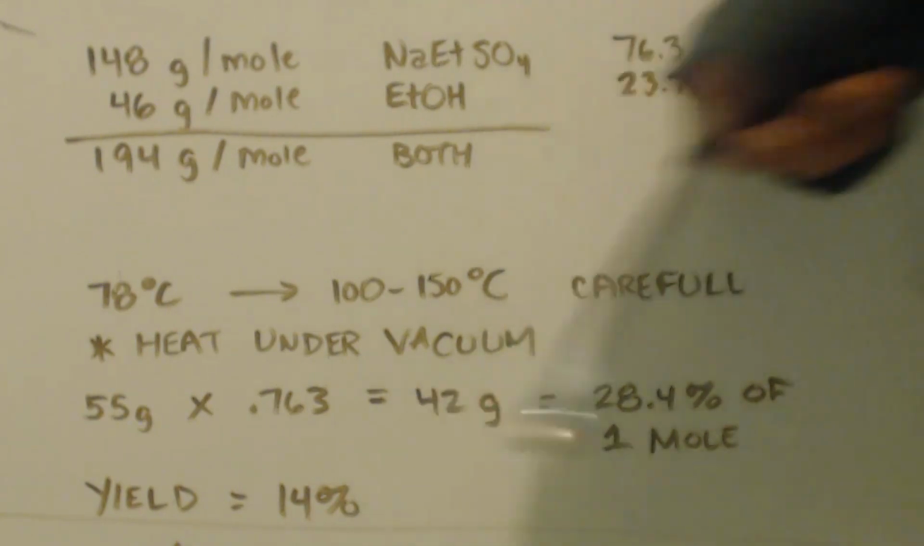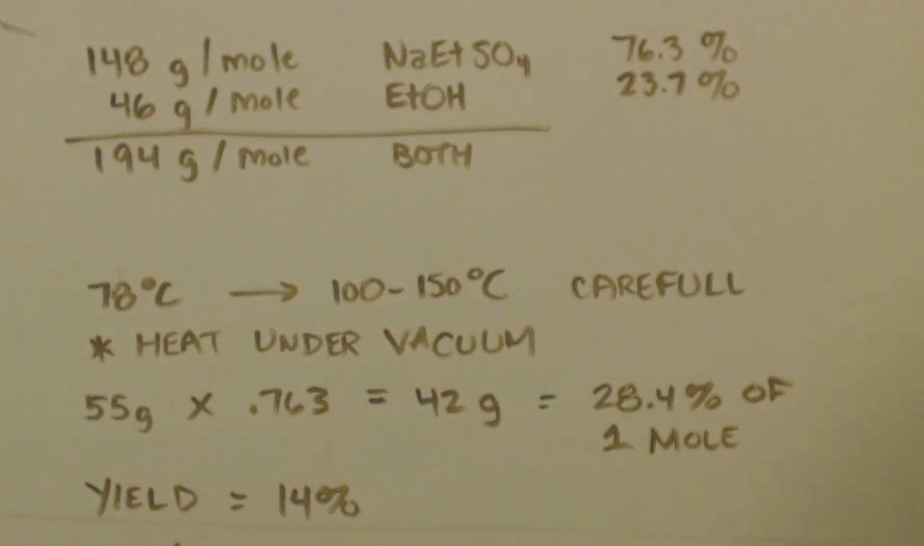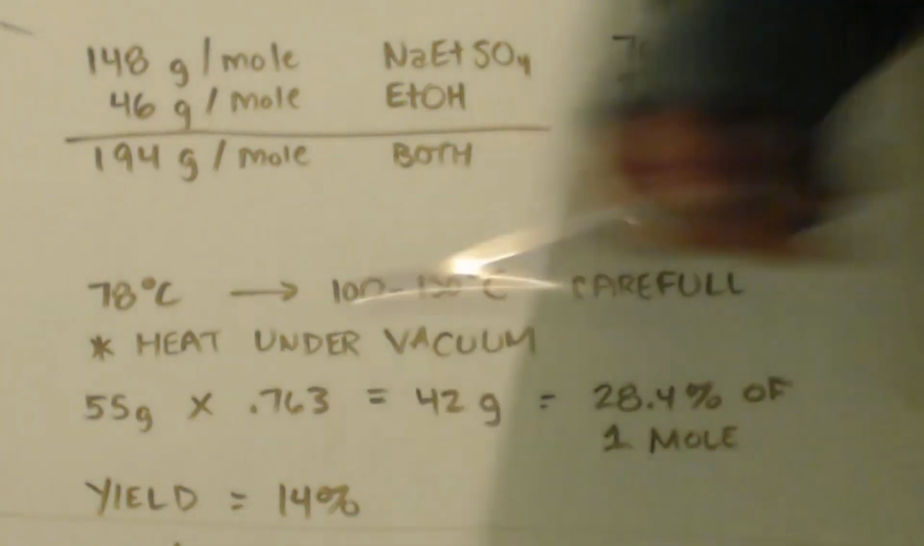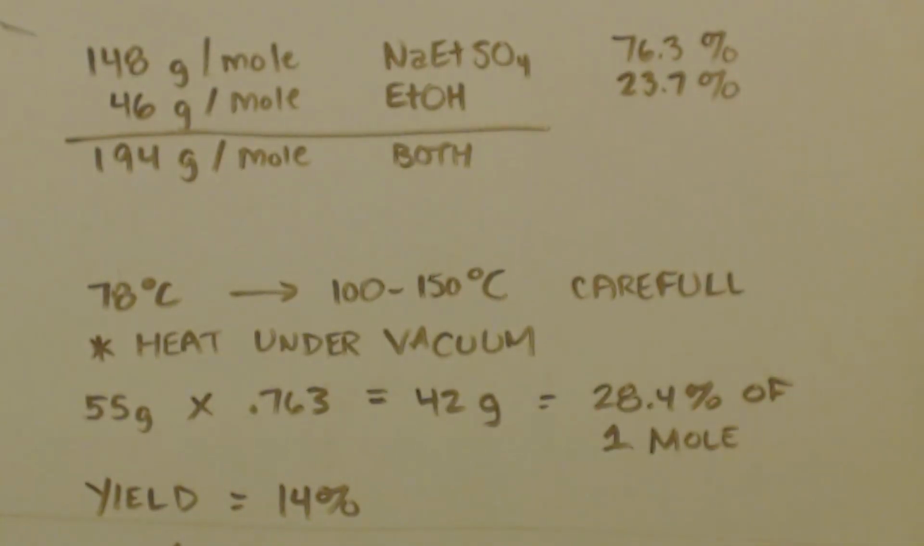Keep in mind though, 14% sounds terrible, and it is terrible. But if you don't start with anhydrous chemicals in the beginning, like I did not, okay, I used the sulfuric acid straight out of the bottle. I only used azeotrope ethanol. I didn't dry it out completely, and I didn't remove the water.